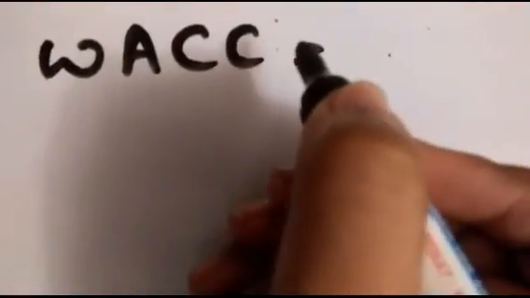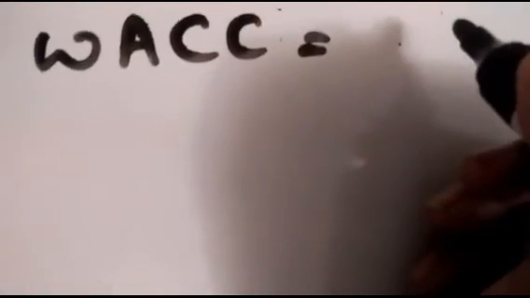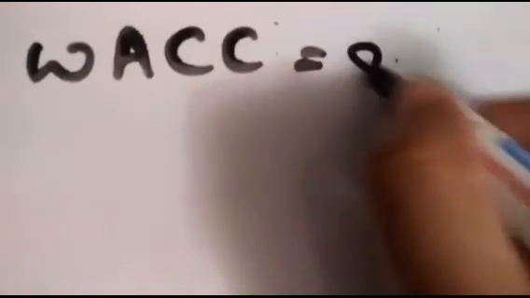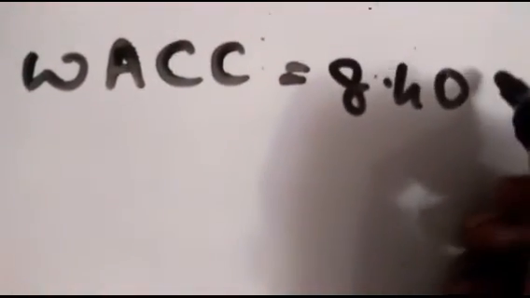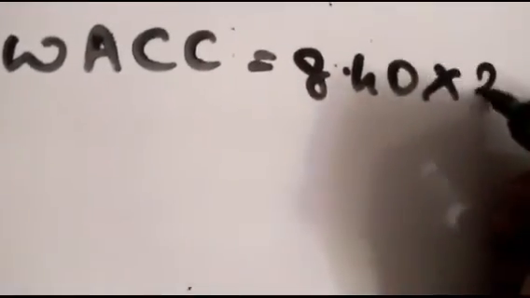So it is given in the question. Now we have to calculate the WACC, that is weighted average cost of capital. As we all know, WACC is equal to cost of debt into percentage debt plus cost of equity into equity percentage. Cost of debt we calculated as 8.40% and we are multiplying it with the debt percentage. The debt percentage is 20%.